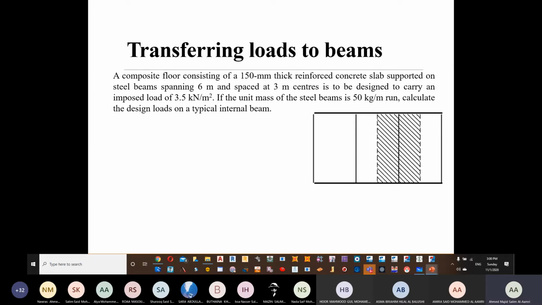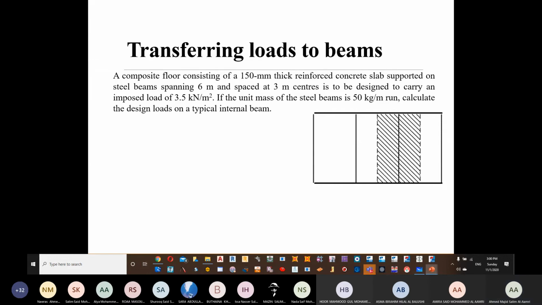Okay, so same question. The only thing is that now it's going to be 6 meters and 3 meters, so it's going to be a two-way slab. That's why we are having 4 beams. I mean, on all the sides we are having beams. And then they said to calculate the design loads on a typical internal beam.